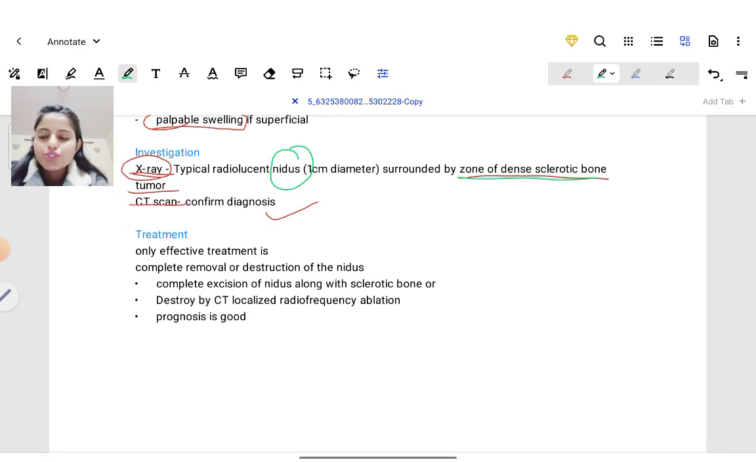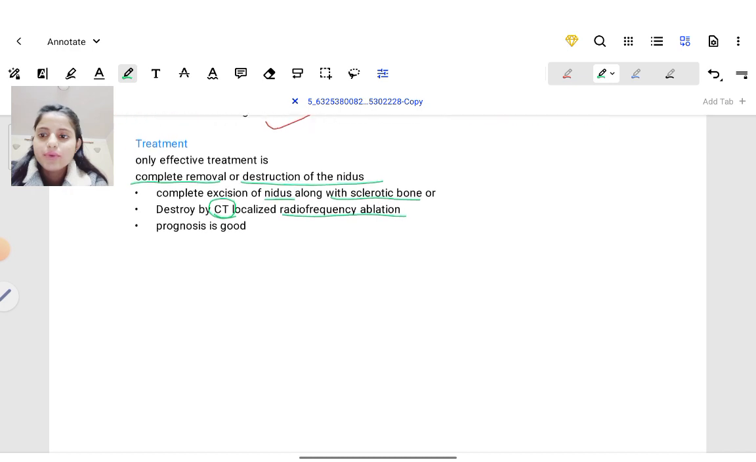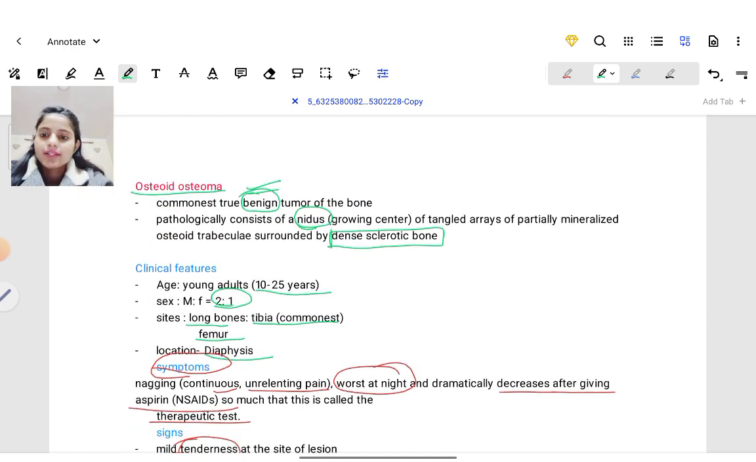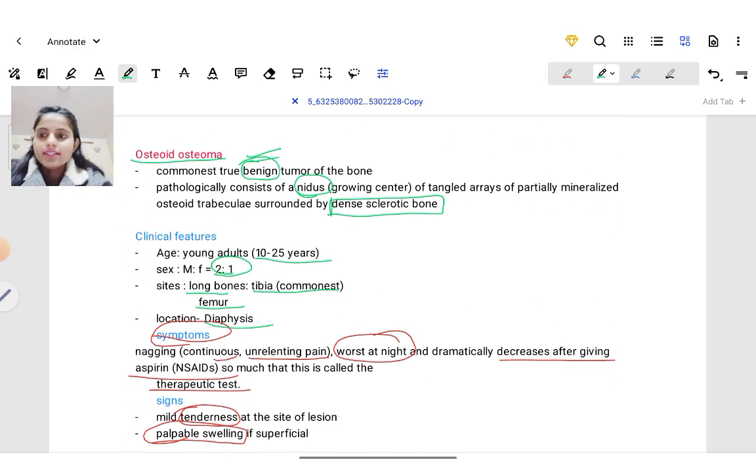The only effective treatment of osteoid osteoma is complete removal or destruction of the nidus: complete excision of the nidus along with the sclerotic bone, or destroy it by CT localized radiofrequency ablation. Prognosis is good.